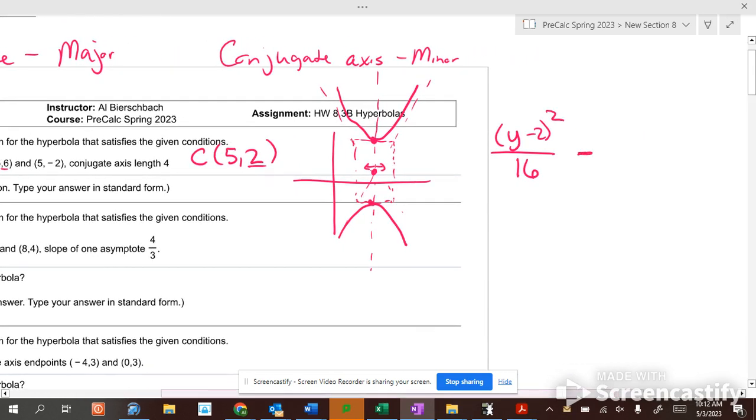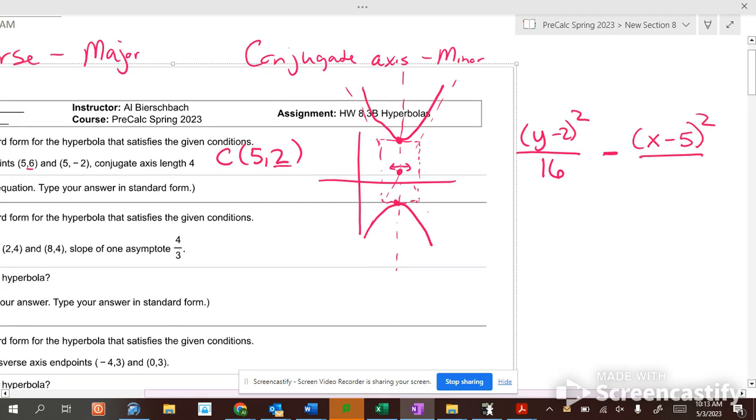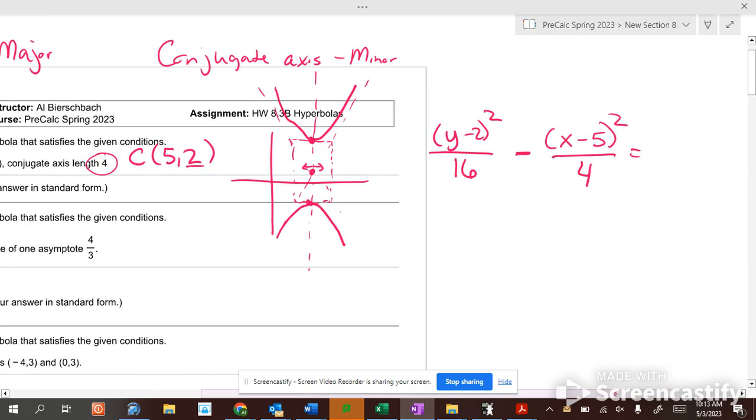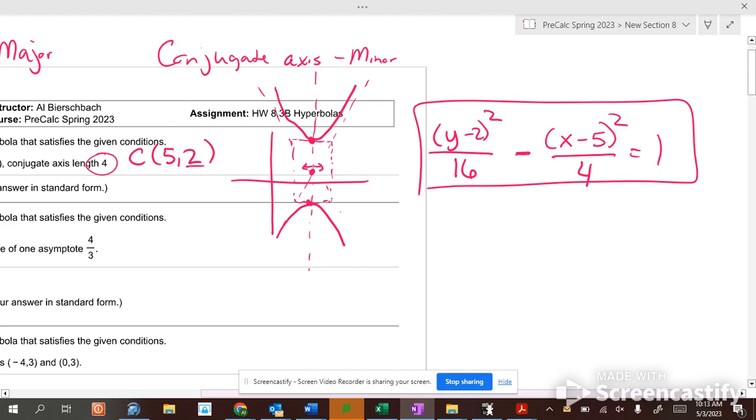And then with hyperbolas, it's always a minus, and then we'll go (x - 5) squared over, basically, if the conjugate axis length is 4, it's 2 wide. So b is 2, so 2 squared is 4, and that equals 1. Okay? So, transverse axis, conjugate axis, a, b. Okay?